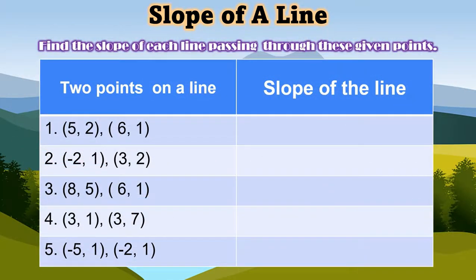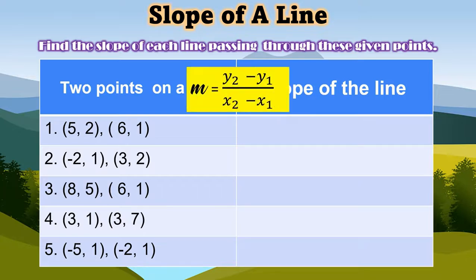Let us do some solving. Find the slope of each line passing through these given points. Again, we will use the formula m equals y sub 2 minus y sub 1 all over x sub 2 minus x sub 1 to find the slope of each line passing through these 2 points. For number 1, the first point has the coordinates 5, 2, and the second point has the coordinates 6, 1.